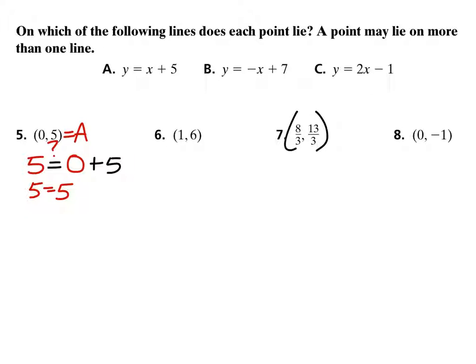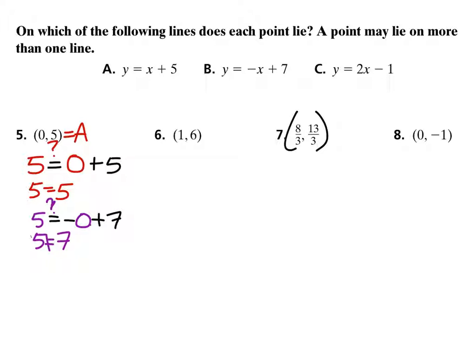Let's go to the next line. And for this one, we're replacing the x and y values with the same values again. So we've got x value of 0, y value of 5. And we're seeing if this is true. Well, this would be 5 equals 7, which is not true. So this one would not be on line B.